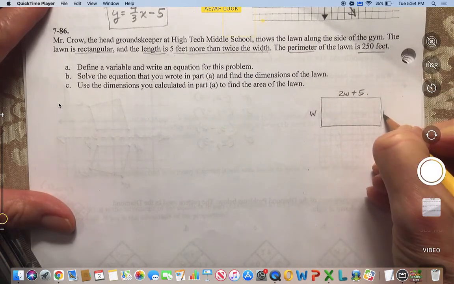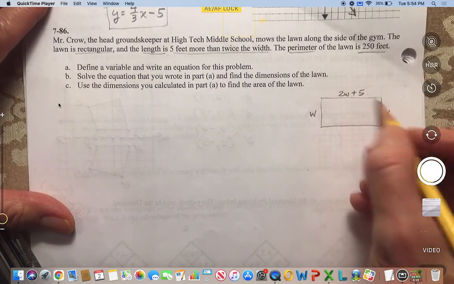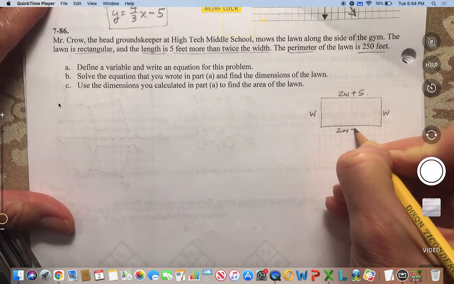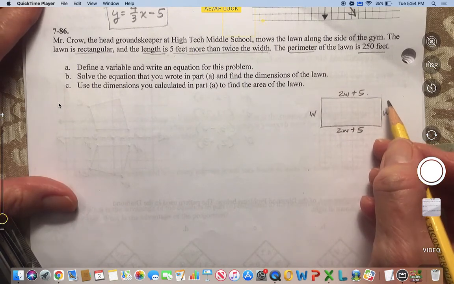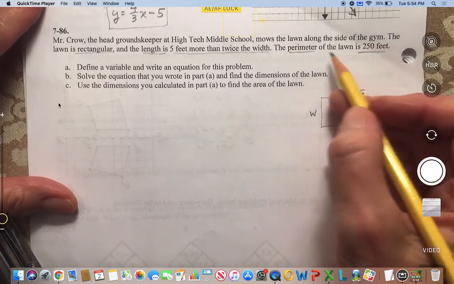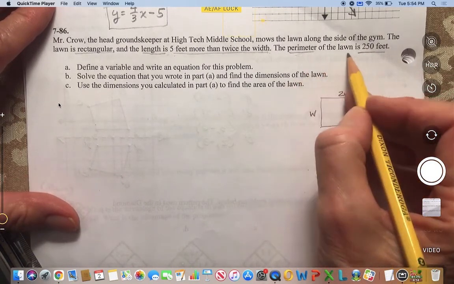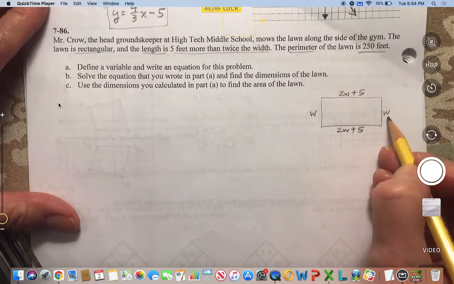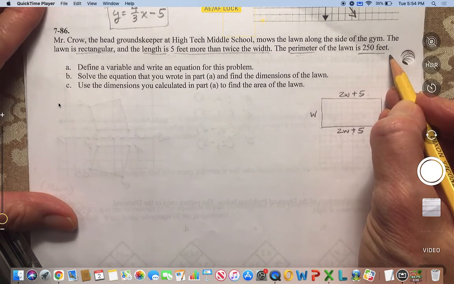Okay, and this is always a good idea with rectangles, I can label all 4 sides. Because sometimes when people do these rectangle problems, they forget that a rectangle has 4 sides. And that's important because we are going to write an equation using the perimeter, because we know if we add up all 4 of these sides, it's equal to 250 feet.